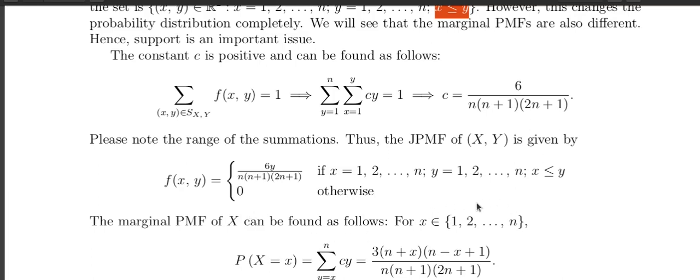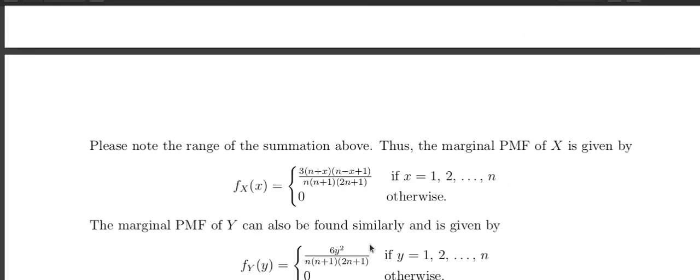Now if X belongs to this set, I can find out the probability X equals x by taking this sum. Again notice that here I have to take the sum over Y, but Y cannot be less than x. So the range of Y here starts from x up to n. And once you do the sum, you will get this quantity. So that means the marginal PMF of X turns out to be this.